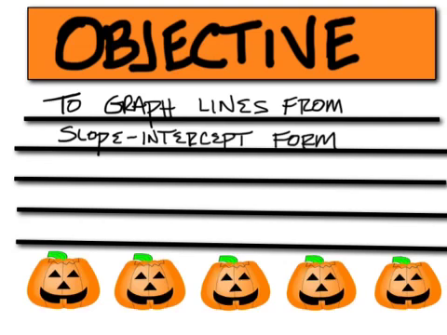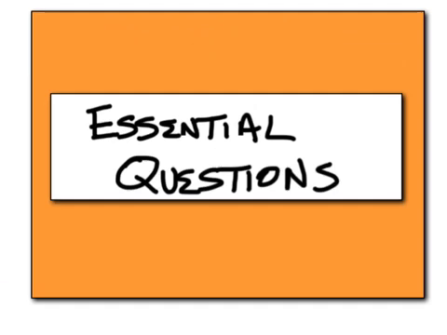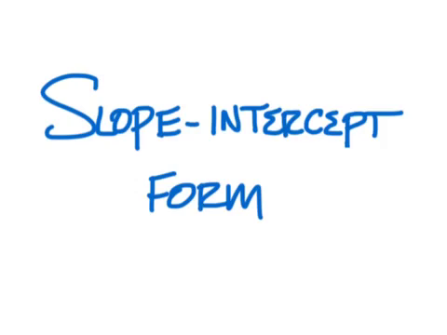Alright, the objective today is to graph lines from slope-intercept form, which was last week, but I think we need to practice underneath of that the following items. Know what and where B is, know what and where M is, graph lines with positive or negative slopes. Essential questions. Y equals mx plus b. What form is this in? The name of the form is slope-intercept form.